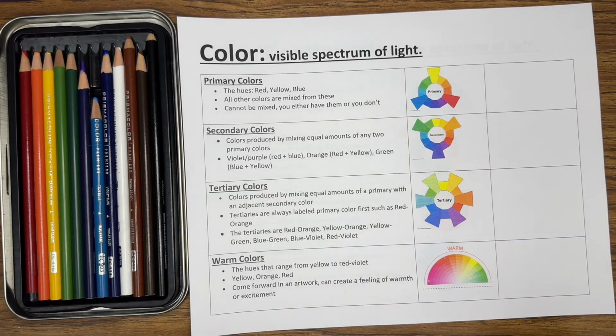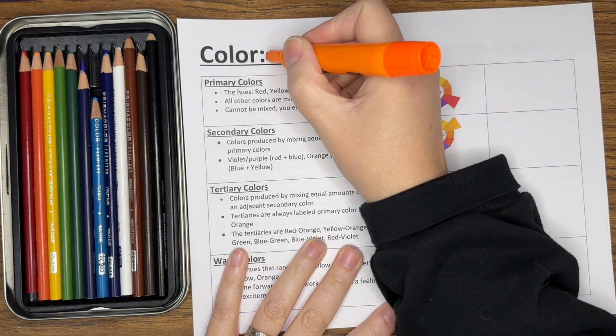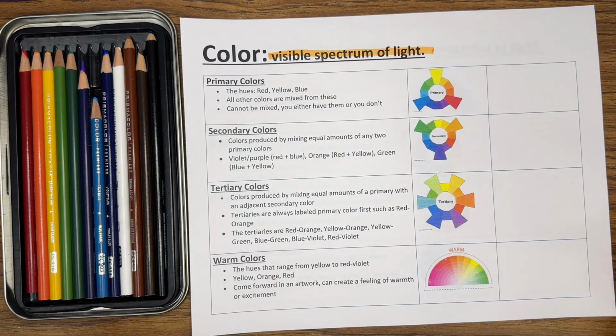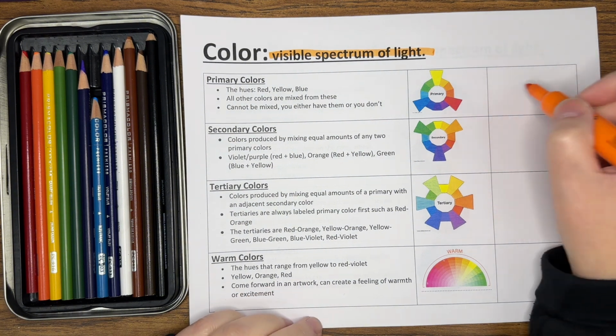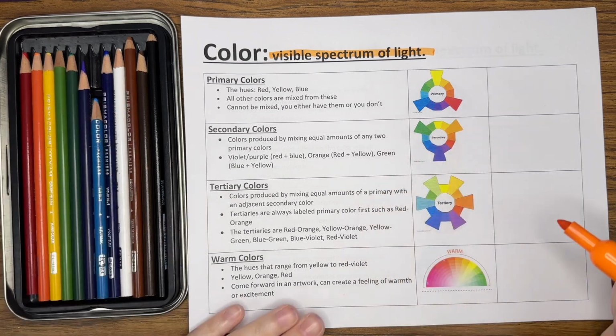Welcome everybody. So today I want to talk about color. Color is the visible spectrum of light, and there are lots of different things we're going to talk about with color. So highlight as we go, and then draw the pictures as we go as well. You'll need some colored pencils and a highlighter.